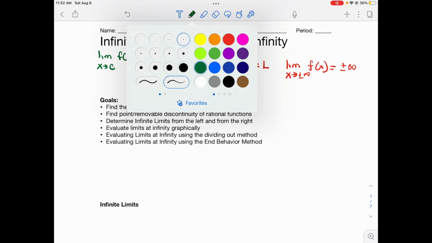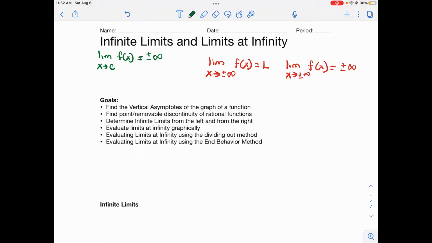What's cool is if you have a limit as x approaches a constant, a number, of f of x, and it's equal to infinity or negative infinity, what you're going to have here is a vertical asymptote on your graph of the function.